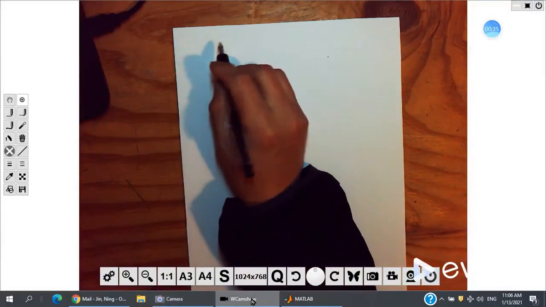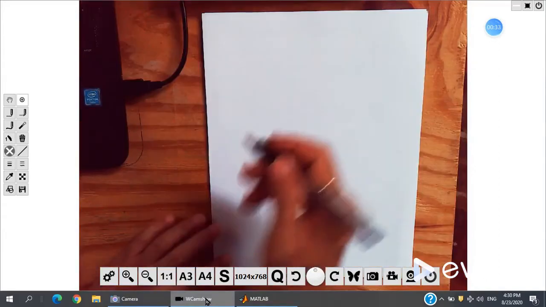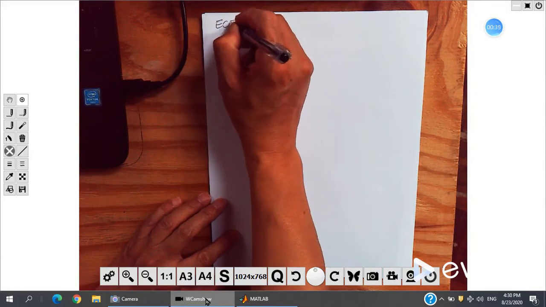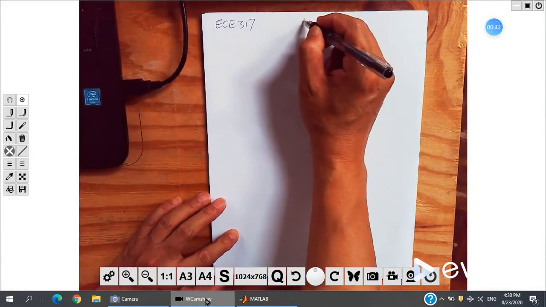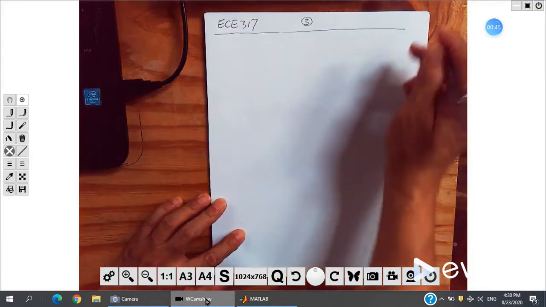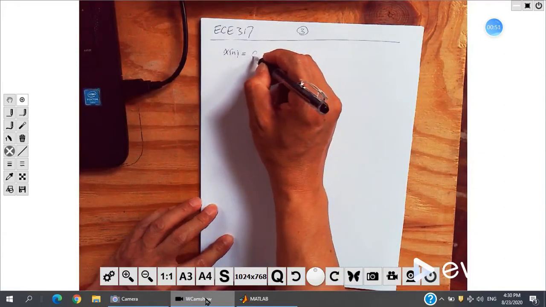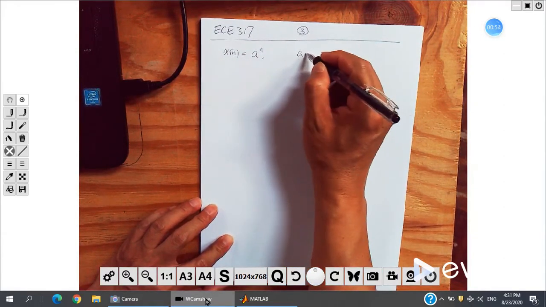Last time we studied some signals which have real values. All those signals, the values of them are real numbers. Today we will study some signals with complex values. ECE317, this is the third class. We will consider the case x of n equal to a to the n, but a is a complex number.